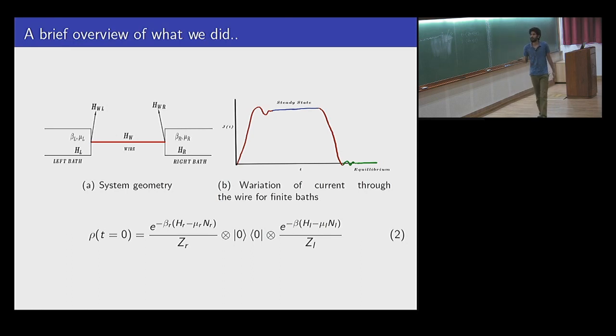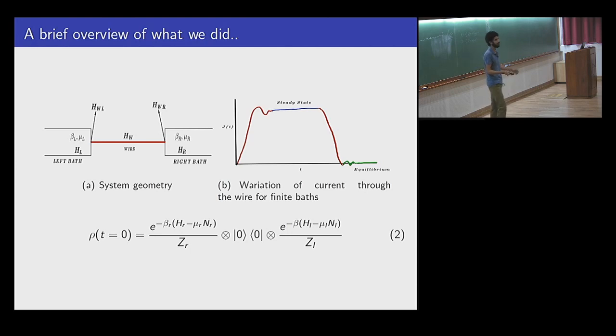Now let's say in this system we start from a state. Before telling you exactly what we did, let us intuitively see what we are trying to look at. Let's say we start from an initial state where the baths are at some inverse temperatures beta L and beta R, and the system is empty, meaning it's in the vacuum state. What do we expect to happen?